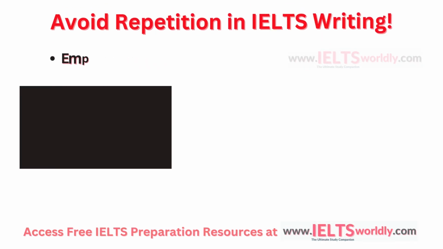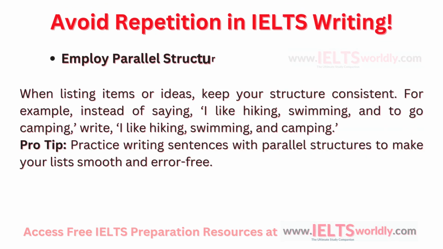Tip 3, employ parallel structures. When listing items or ideas, keep your structure consistent. For example, instead of saying I like hiking, swimming, and to go camping, write I like hiking, swimming, and camping. Pro tip, practice writing sentences with parallel structures to make your list smooth and error-free.